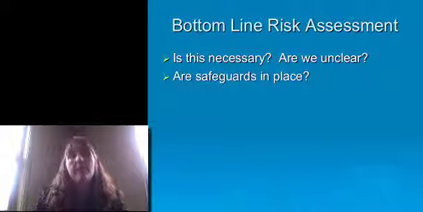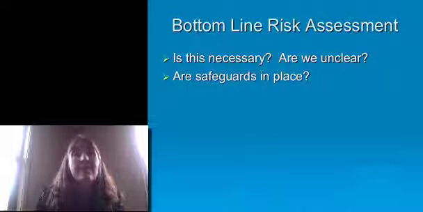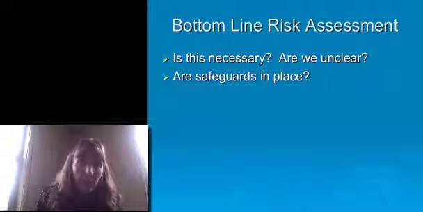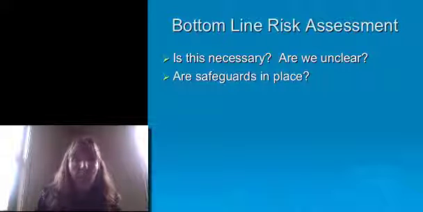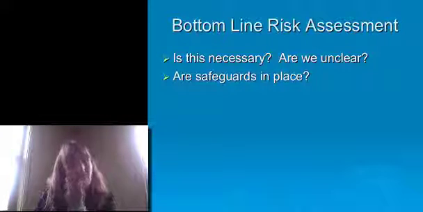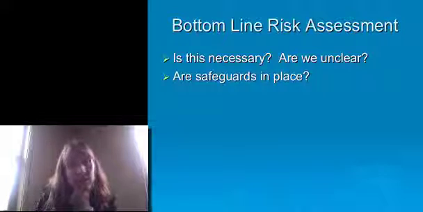The bottom line risk assessment is, is this necessary? If you're perfectly clear on function, it's not necessary, as long as you've used direct observation as part of your assessment. If we're unclear, it might be necessary. But you have to make sure you've got safeguards in place for any time you're going to do FA.